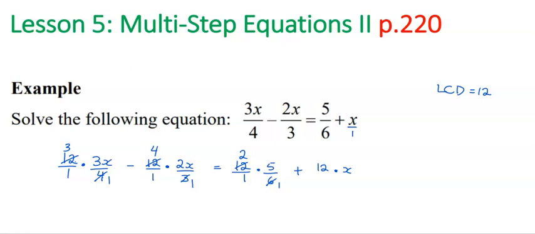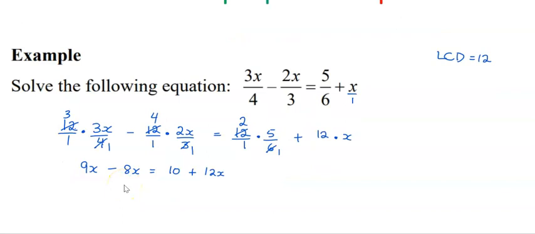3 times 3x is 9x, minus 4 times 2x is 8x, equals 2 times 5 is 10, plus 12 times x is 12x. We can now see on the left-hand side, I have 9x minus 8x. That's wonderful. I can combine like terms. 9 minus 8 is 1, so I'm going to be left with 1x, or just x, is equal to 10 plus 12x.